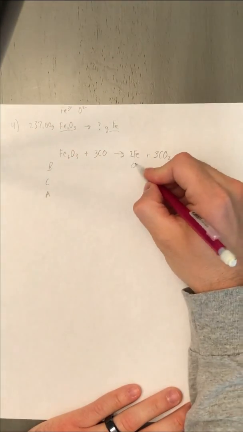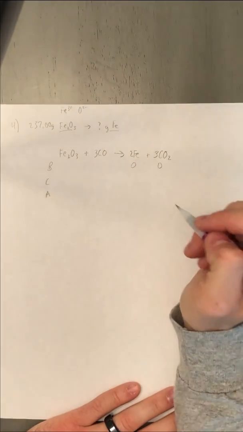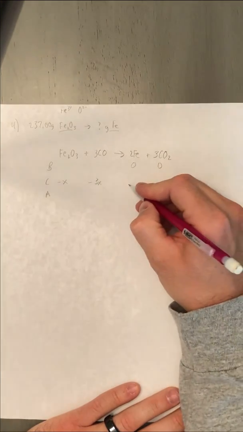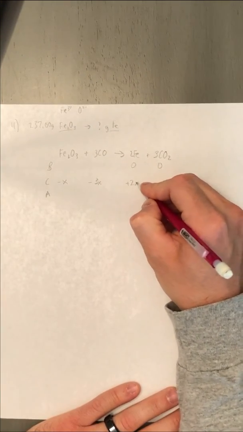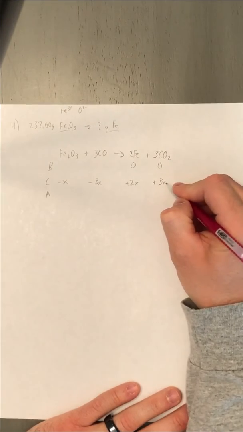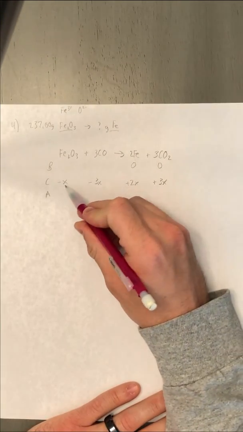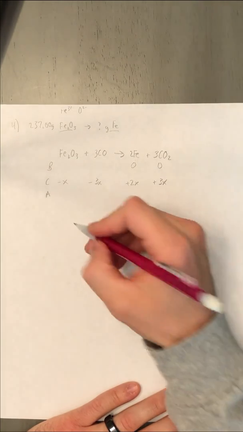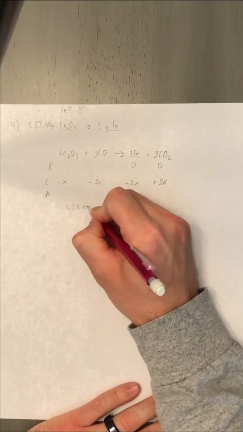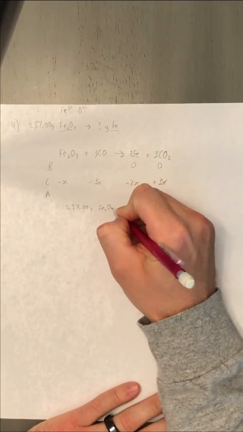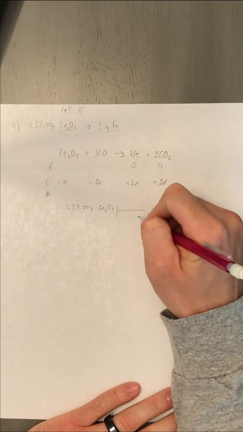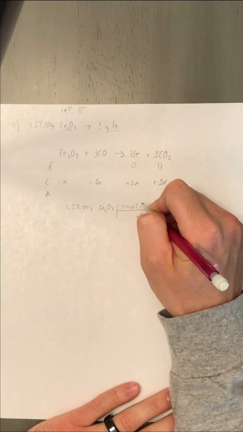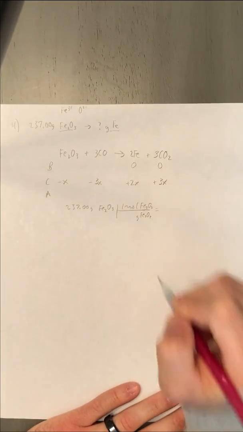We know that we have 0 of our product before we start. Now that it's balanced, we can say minus x, minus 3x, because that's a 3, plus 2x, because that's a 2, and then plus 3x. And remember, we're adding x on the right, and we're subtracting on the left. Then we look at the problem, 237 grams of Fe2O3. I can convert that to moles because remember, moles is the only number you should be putting in your BCA table.